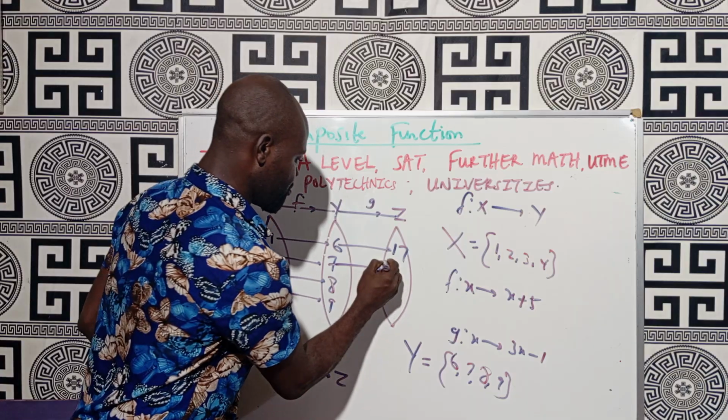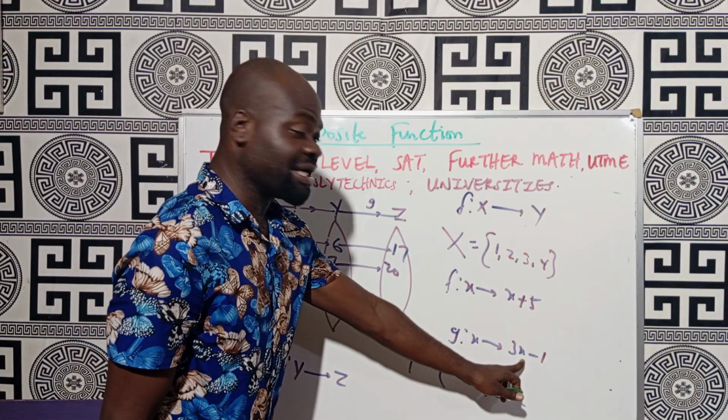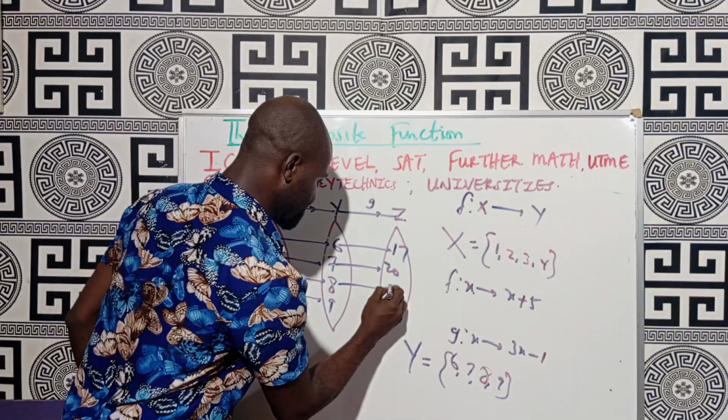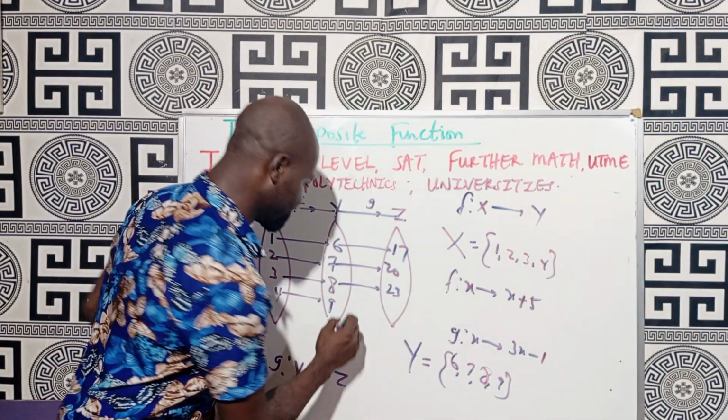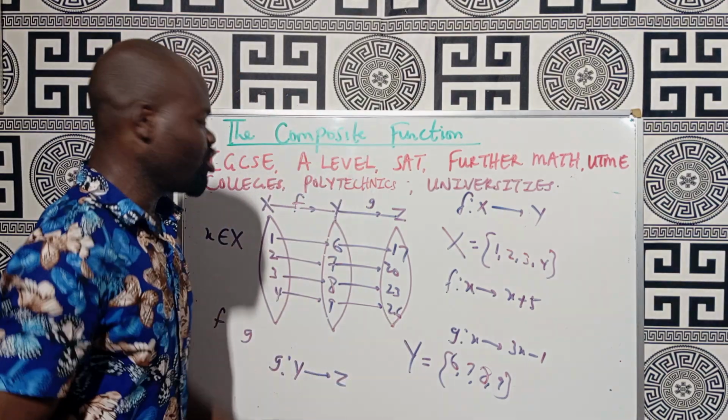Okay, for 8, 3 times 8 is 24. Minus 1 is what? 23. And for 9, you have 3 times 9 is 27. Minus 1, that's 26. So that's how the function looks like.